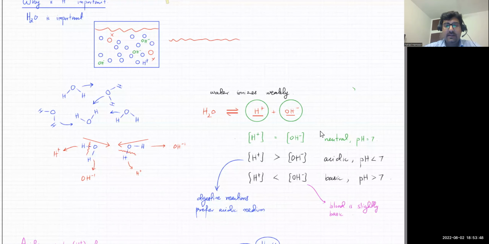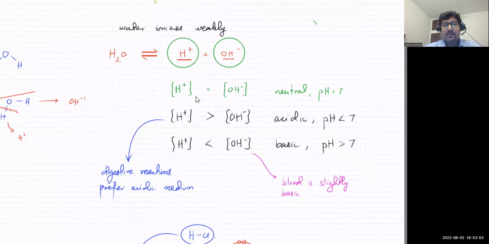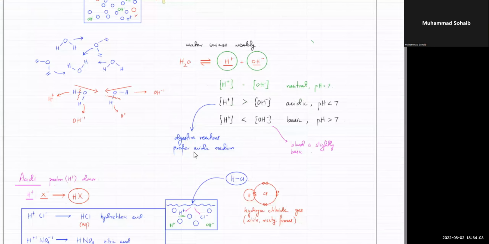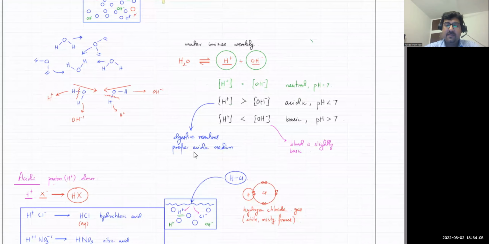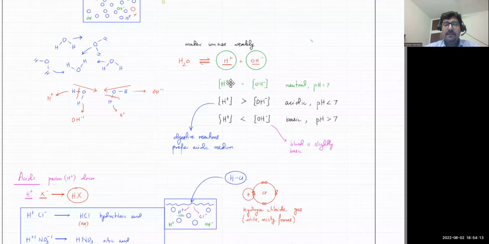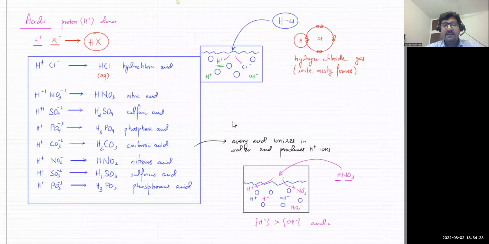And I told you that if you add an acid to water, then the quantity of H plus 1 will be higher. And if you add a base to water, then the quantity of H plus 1 will be lower. So all types of solutions, all reactions are happening in water, and all types of water have H plus 1 and OH ions. Neutral means equal quantity. Acidic means H plus 1 is more. Basic means OH is more and H plus 1 is less. And all reactions depend on that, because all reactions are happening inside water.